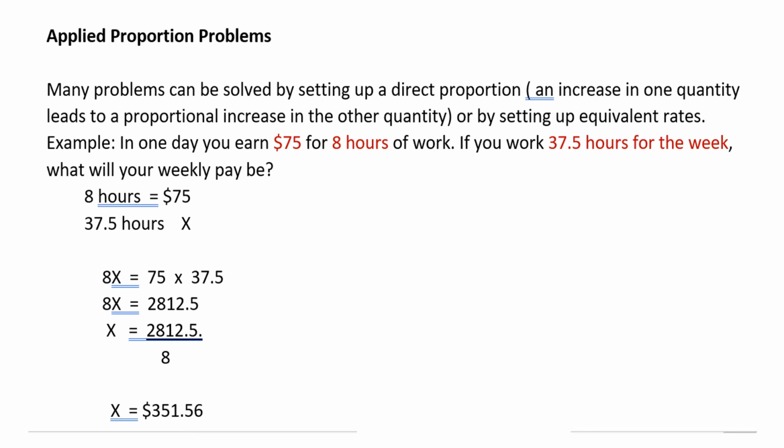So, iko-cross lang natin tong 8 at x. Then, iko-cross din natin yung 75 times 37.5. So, 8x is equal to 2,812.5 kasi minultiply natin yung 75 times 37.5. Okay, so, ibinaba natin yung 8, ginawa natin siyang denominator, so x is equal to 2,812.5 divided by 8. So, ang end result, ang final answer is x is equal to $351.56 sa loob ng isang linggo o sa loob ng 37.5 hours. Ito yung total number of hours na ipinagtrabaho niya sa loob ng isang linggo.